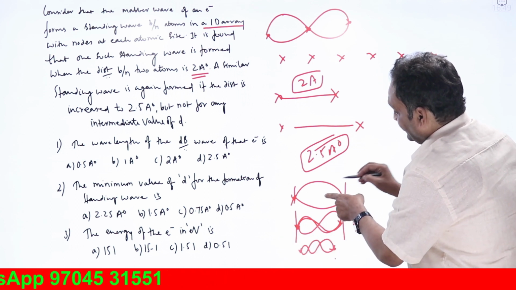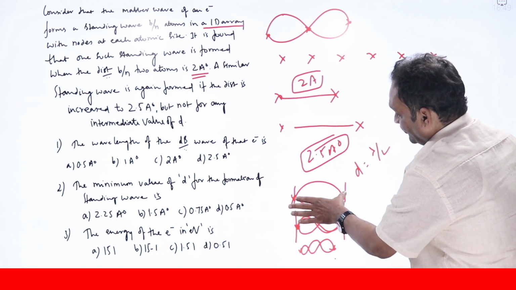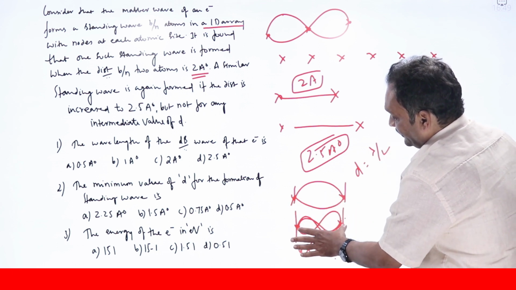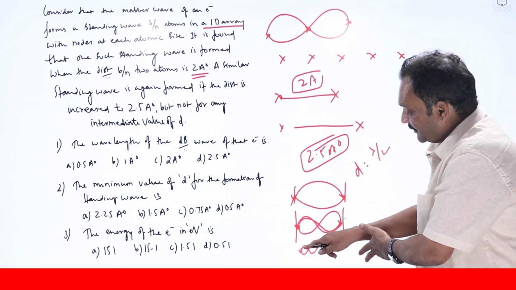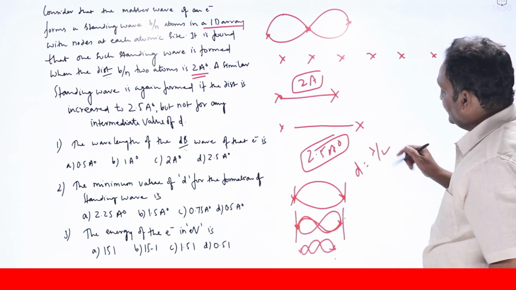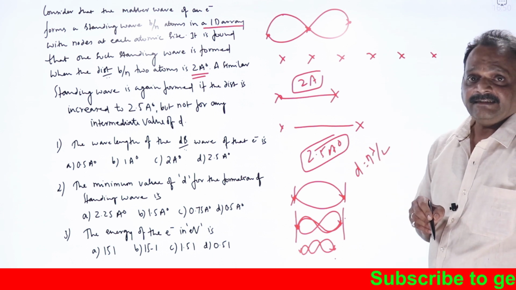So here the distance between the 2 nodes D is equal to, in the first mode, lambda by 2. In the second mode it is 1 lambda, so I can take it as 2 lambda by 2. In the third mode it is 3 lambda by 2, like that. In general the distance between the 2 nodes should be n lambda by 2 in a standing wave pattern.